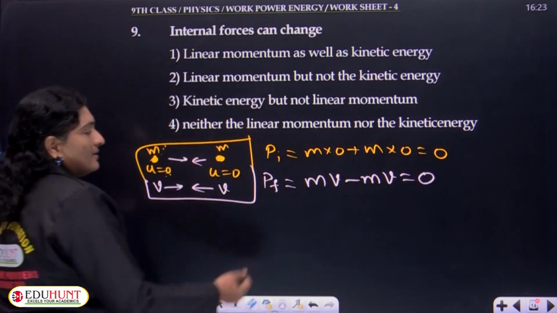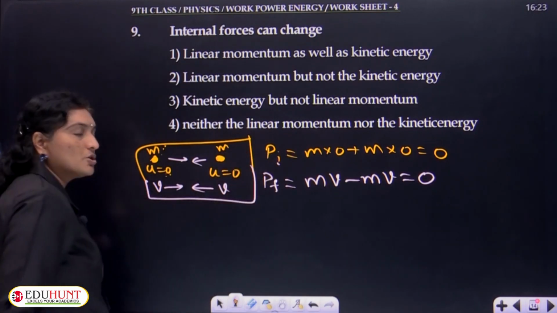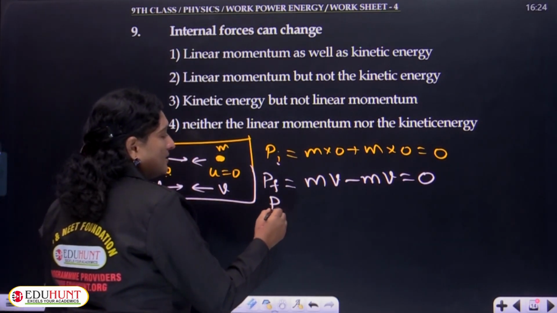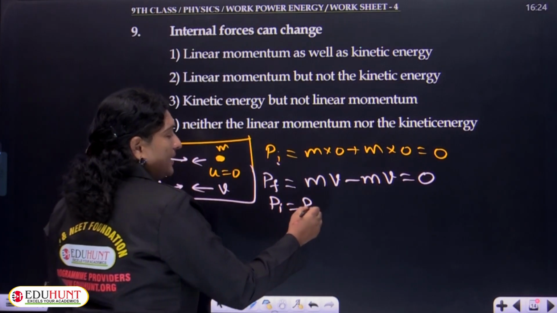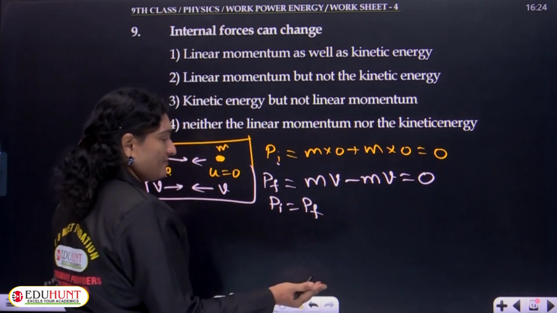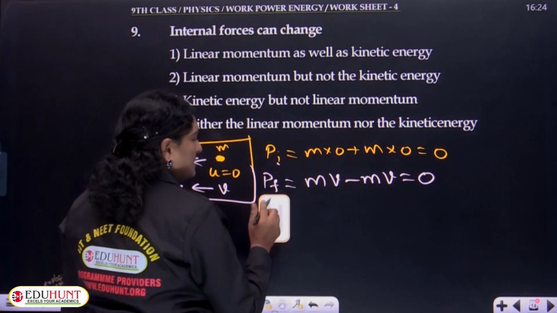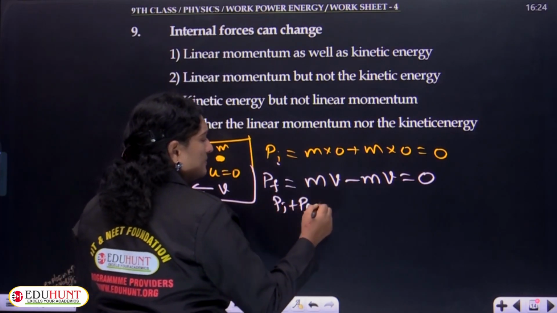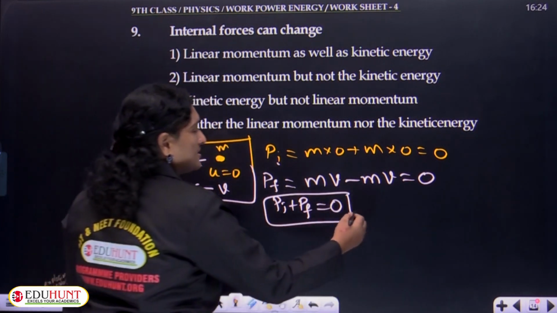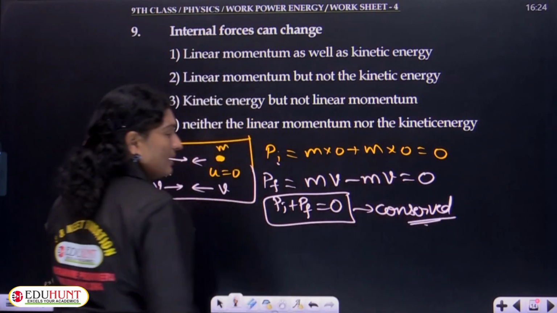So very clearly the total momentum of the system initially is equal to the total momentum after. Then very clearly we can say that Pi is equal to Pf. Hence, the total momentum of the system before and after is 0. So, whenever the total momentum of the system is constant, we can say that the momentum of the system is conserved.